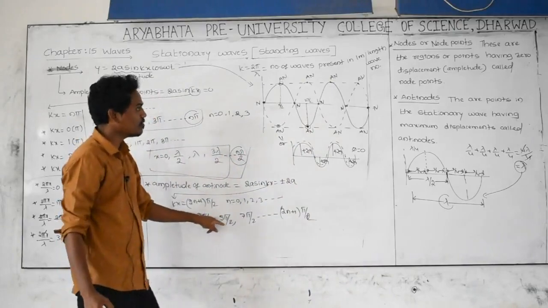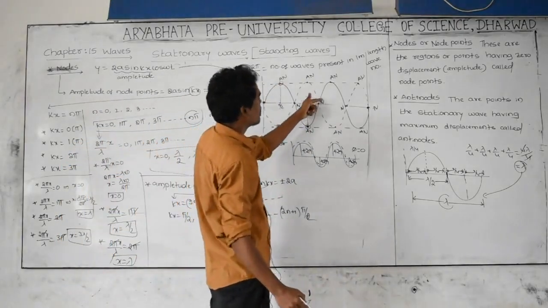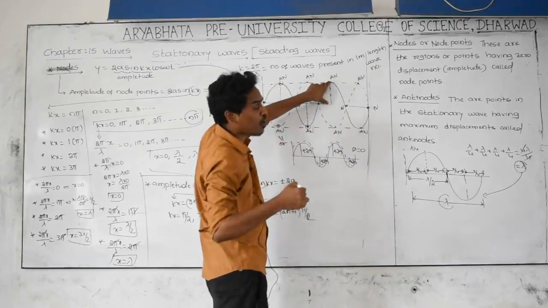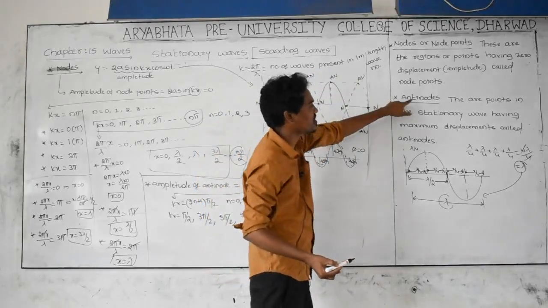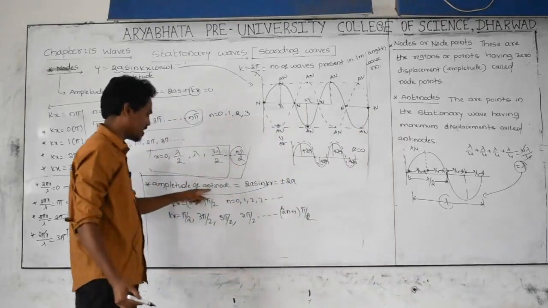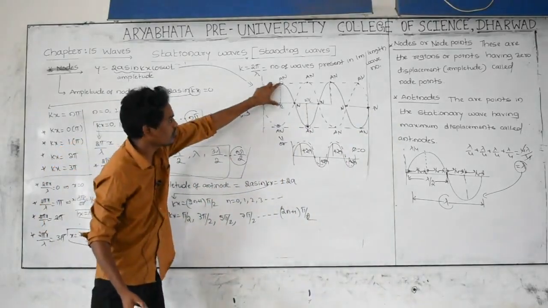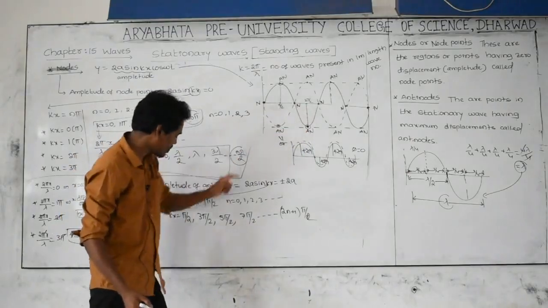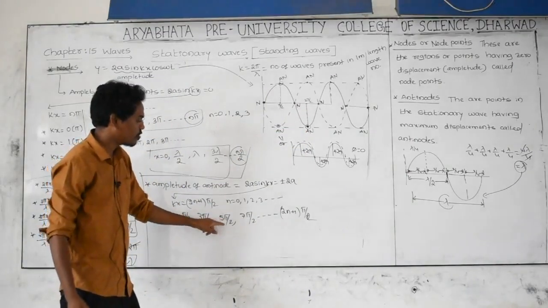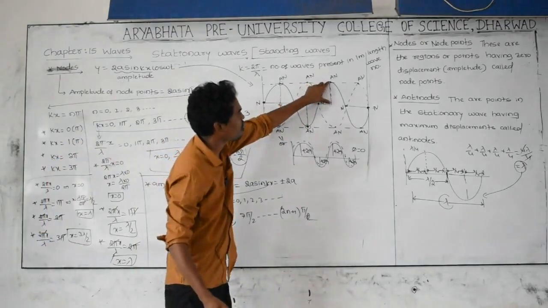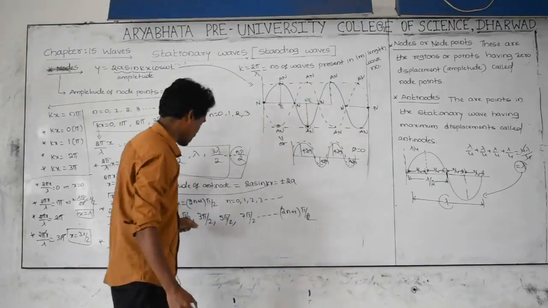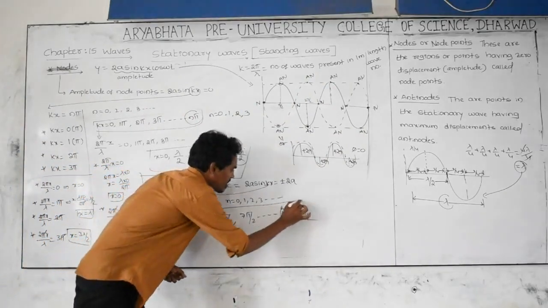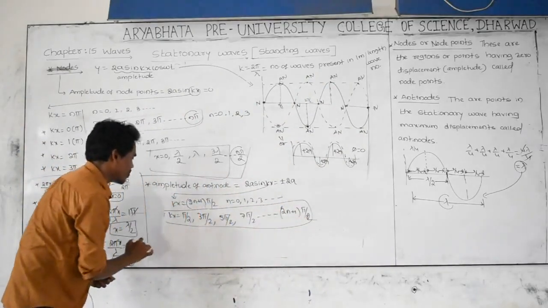Again 5 pi by 2. Yes, where is 5 pi by 2? This is 5 pi by 2. 5 pi by 2 means the displacement is not 0. Displacement not 0 in the sense it is anti-node. 90 degree, yes, anti-node. 270 degree, yes, anti-node. Again where is 5 pi by 2? This is 5 pi by 2. Again anti-node. And these phase angles indicate an anti-node point.